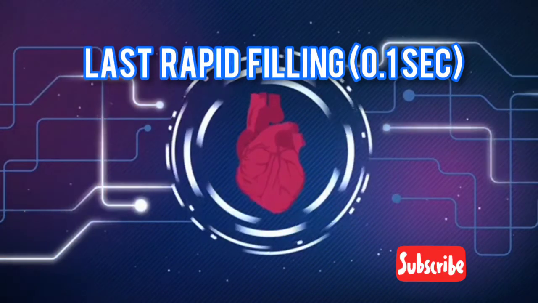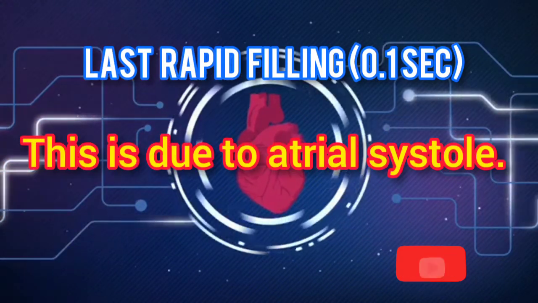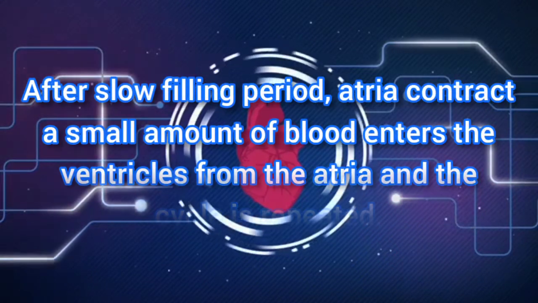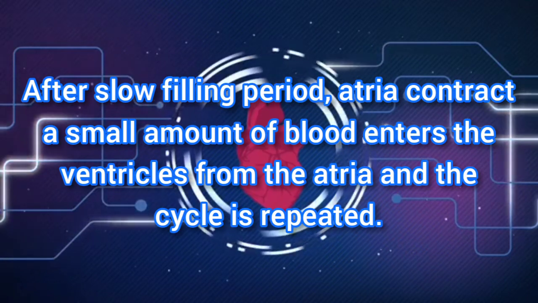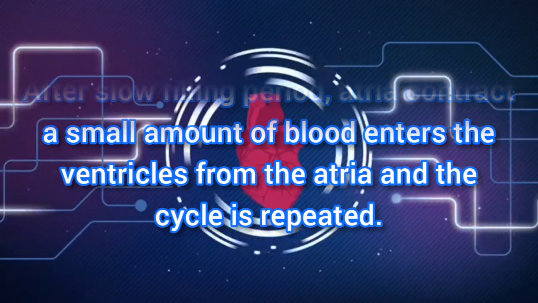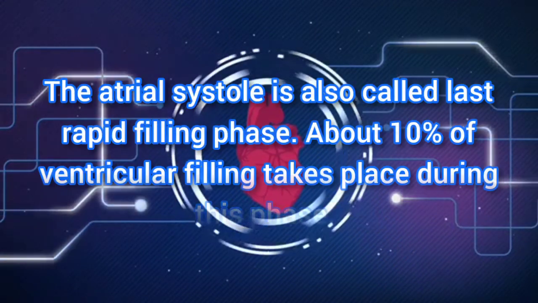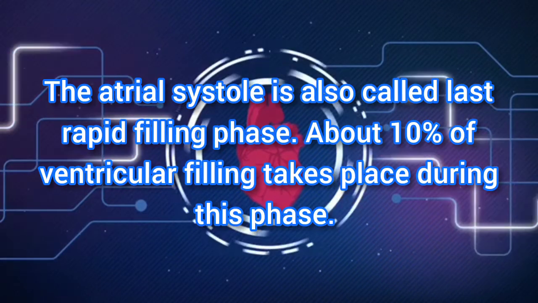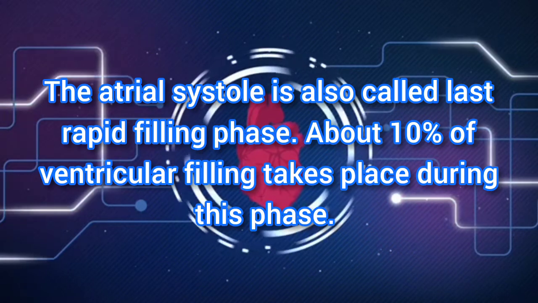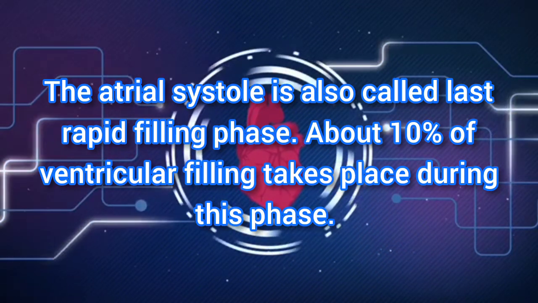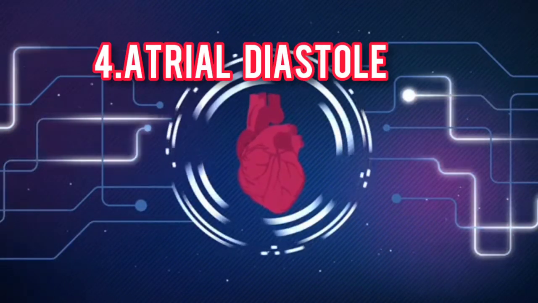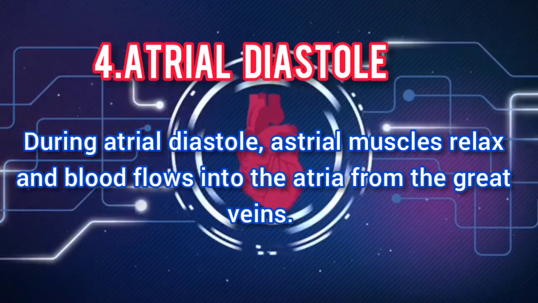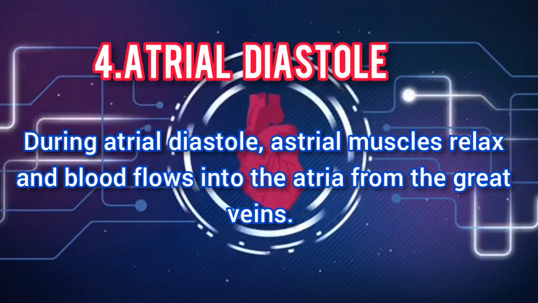Last rapid filling phase. This is due to atrial systole. After slow filling period, atria contract, a small amount of blood enters the ventricles from the atria and the cycle is repeated. The atrial systole is also called last rapid filling phase. About 10% of ventricular filling takes place during this phase. Atrial diastole. During atrial diastole, atrial muscles relax and blood flows into the atria from the great veins.